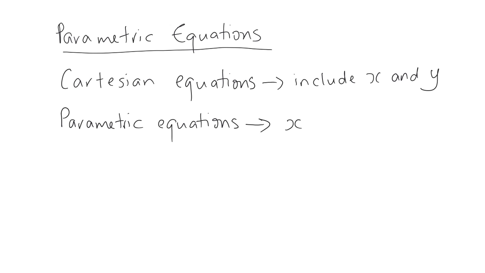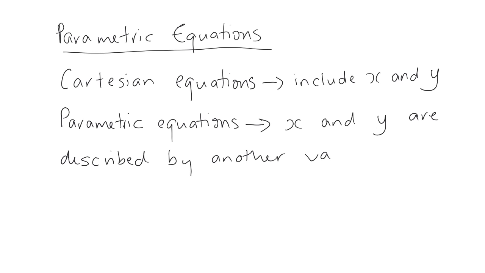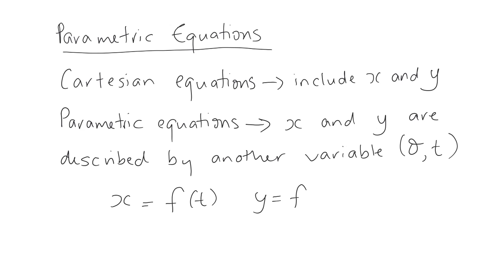This is where x and y are described by another variable. It could be theta, it could be t. So x is described as some function of t and y is described as some function of t. So the first thing we have to be able to do is to go from a parametric to a Cartesian and to deal with parametric equations. And then once we're happy with that, we'll move on to differentiation.